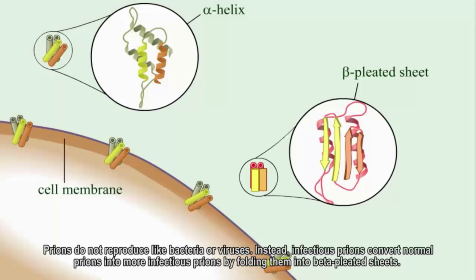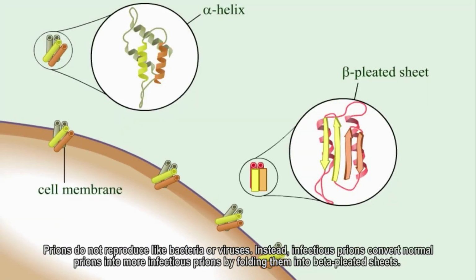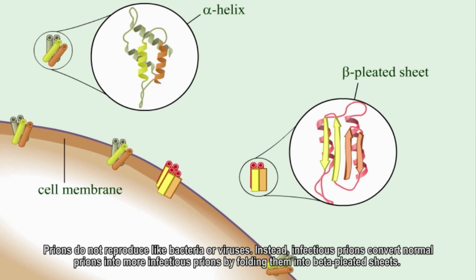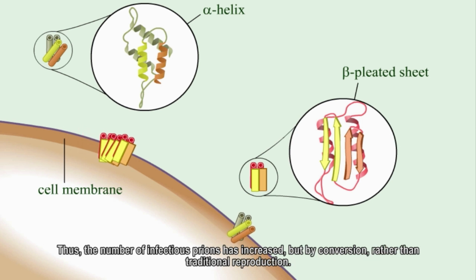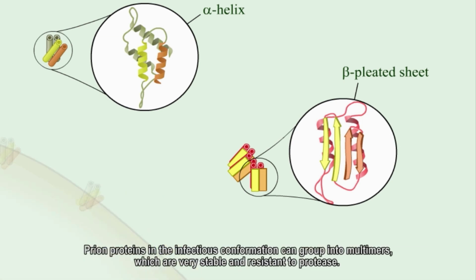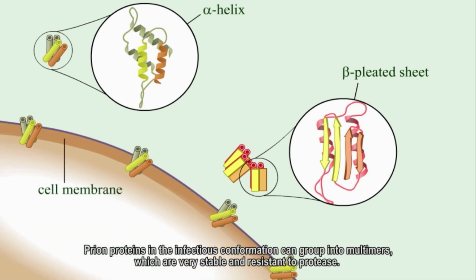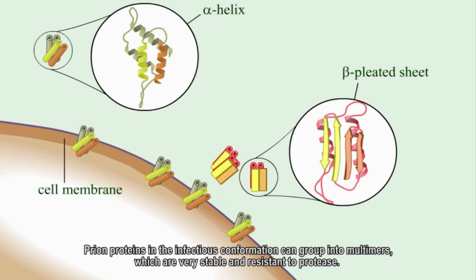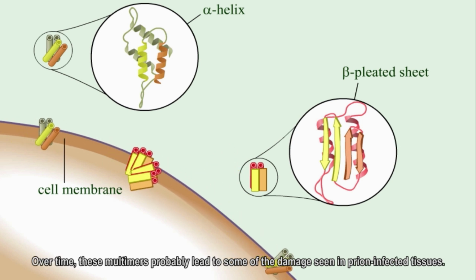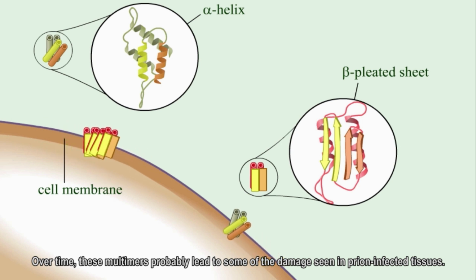Prions do not reproduce like bacteria or viruses. Instead, infectious prions convert normal prions into more infectious prions by folding them into beta-pleated sheets. Thus, the number of infectious prions is increased, but by conversion rather than traditional reproduction. Prion proteins in the infectious conformation can group into multimers, which are very stable and resistant to protease. Over time, these multimers probably lead to some of the damage seen in prion-infected tissues.